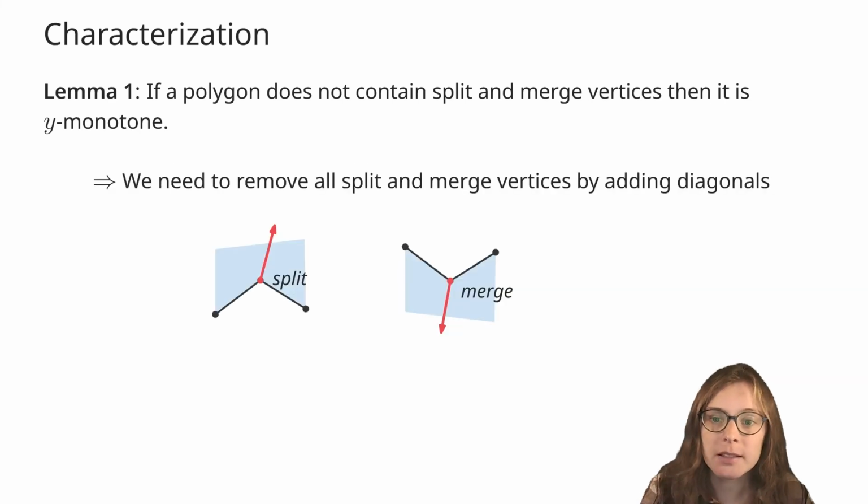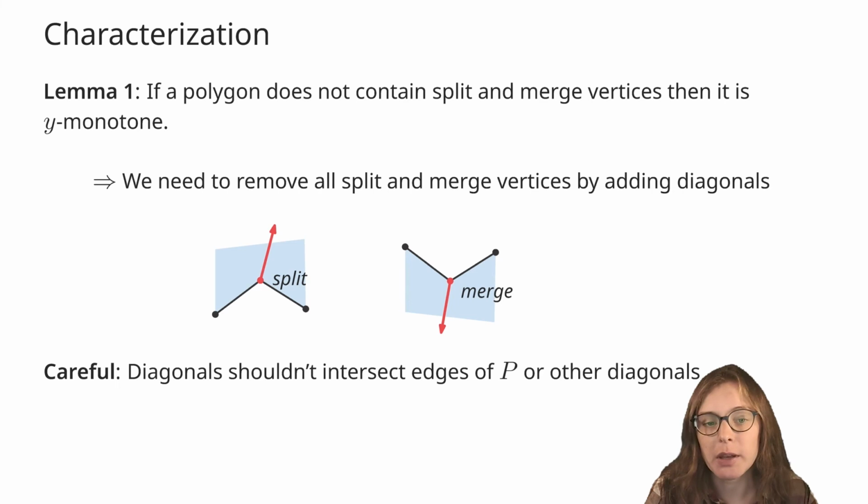This implies that if we want to partition a polygon into y-monotone components, then we want to get rid of the split and merge vertices by adding diagonals that partition them. But of course we need to be careful so that these diagonals that we add do not intersect the boundary of the polygon or each other.